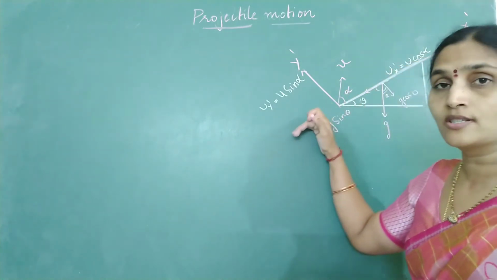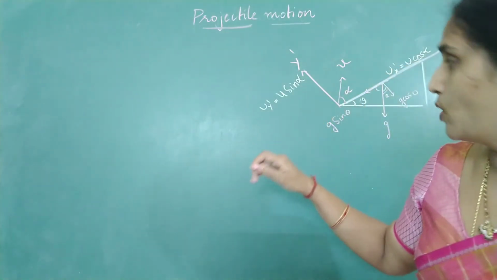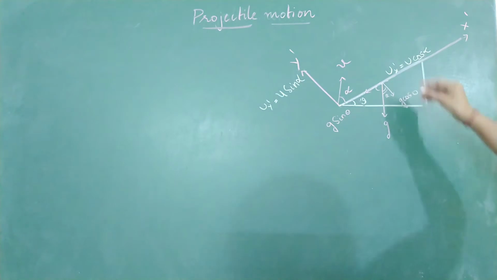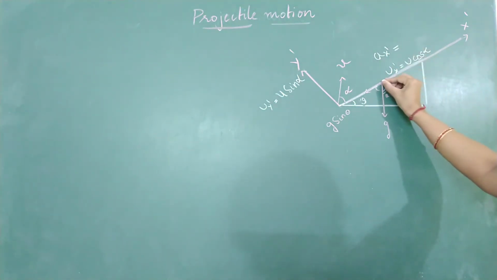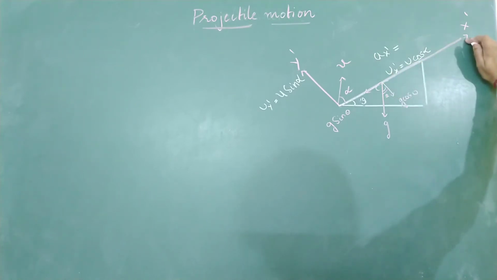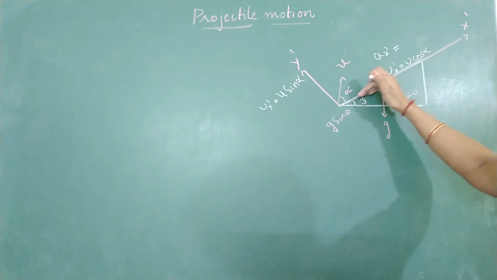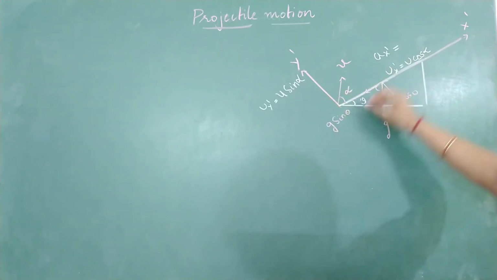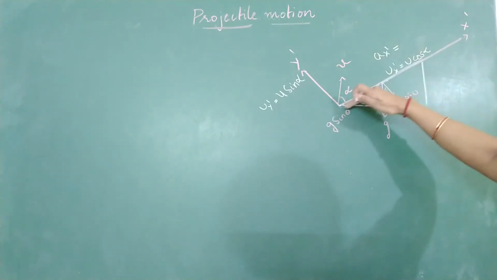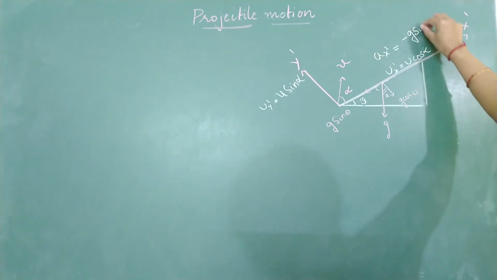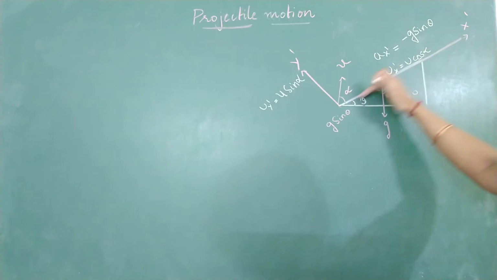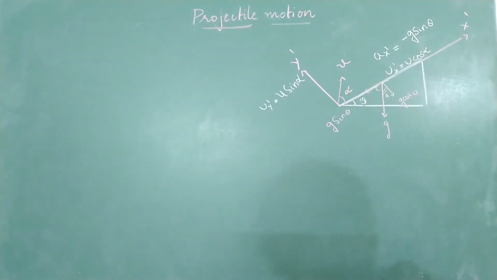So if this is your x dash axis, u cos alpha is acting along the x dash axis, whereas acceleration is in the opposite direction. So what should be the acceleration? a x dash equal to, I again repeat, u cos alpha is acting along the x dash axis. Since g sin theta is directed towards the origin, a x dash, the acceleration along the x dash direction, would be minus g sin theta, since it is acting opposite to the x dash axis.